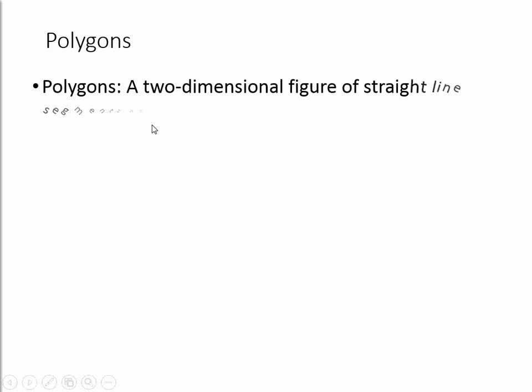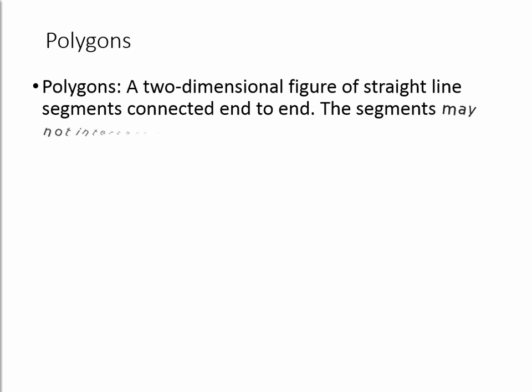You still have your page, right? A polygon is a two-dimensional figure of straight line segments connected end to end. The segments may not intersect or cross at any point.